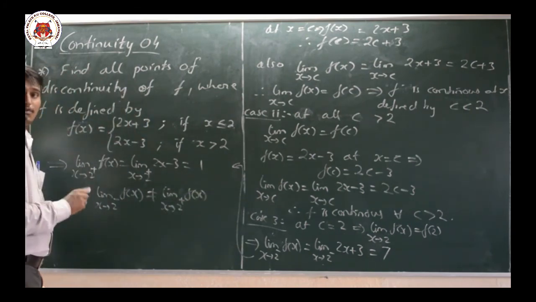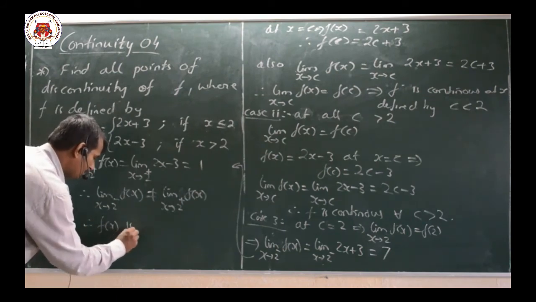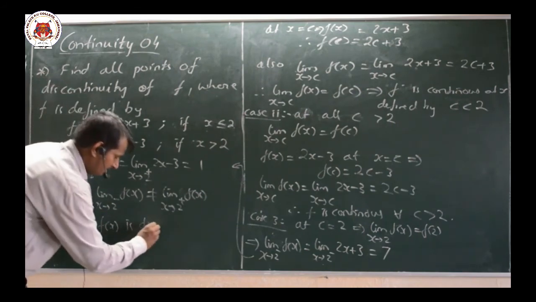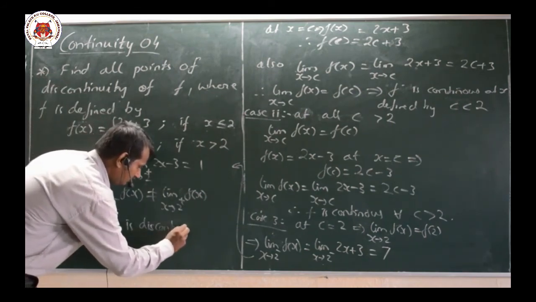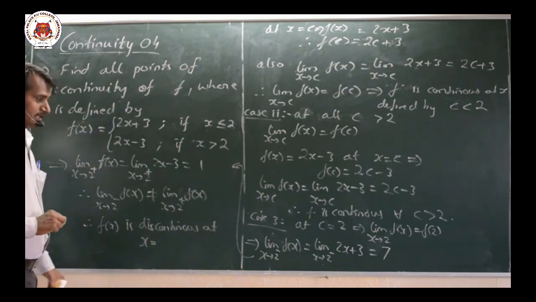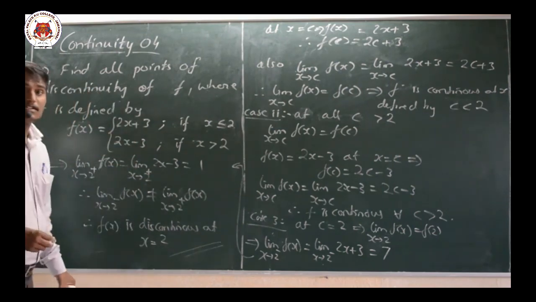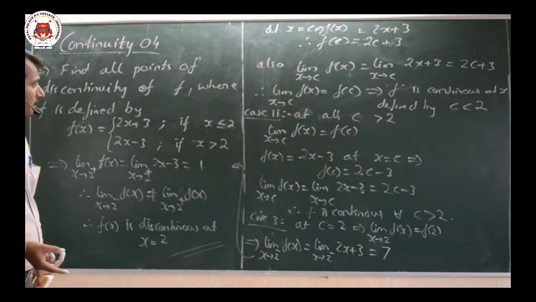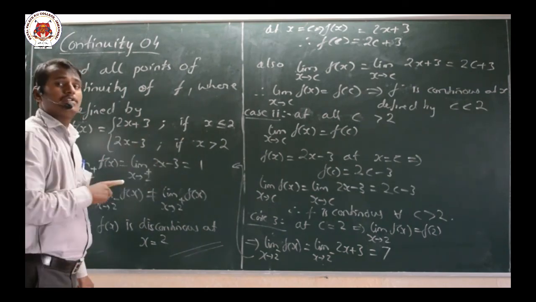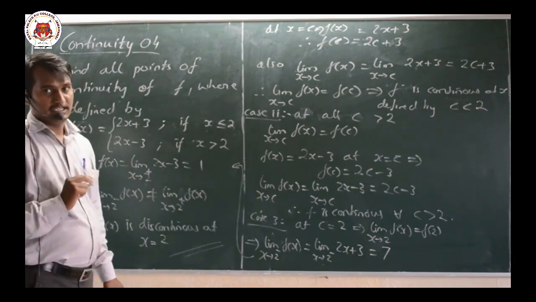So therefore what we can conclude here is f of x is discontinuous. Not continuous means it is discontinuous at x equal to what value? What is the x value here? x equal to 2. That is the required result here. Dear friends, you can plot a graph of it, then afterwards you can analyze at what point it is continuous or discontinuous here.